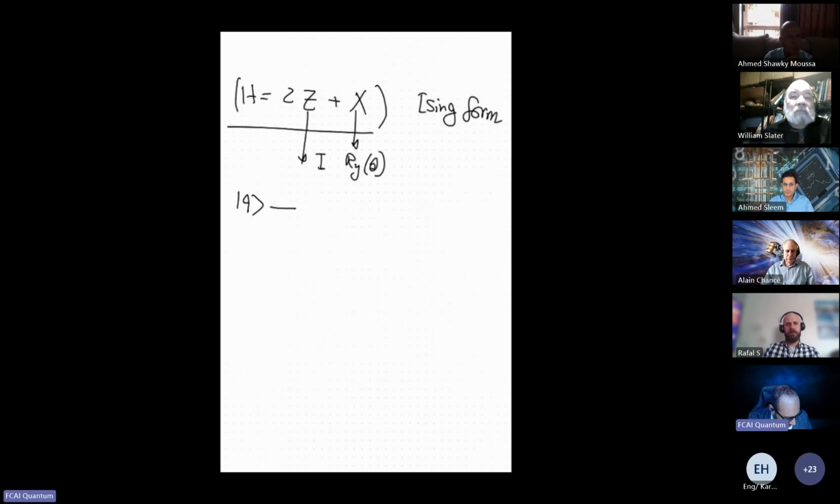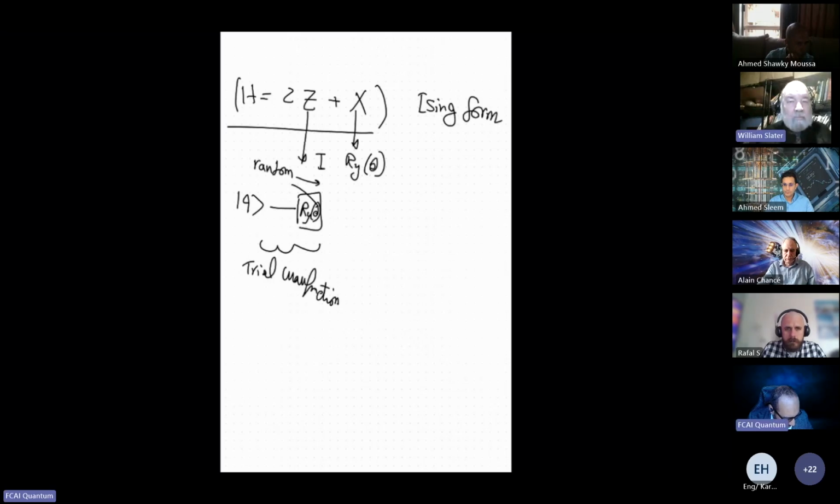So first, we need to encode, we need to make the trial wave function. So this is a trial wave function. To make the trial wave function, we use some parameterized gate here. This theta is random. It has been specified by an initial guess. Then we continue to encode our Hamiltonian.